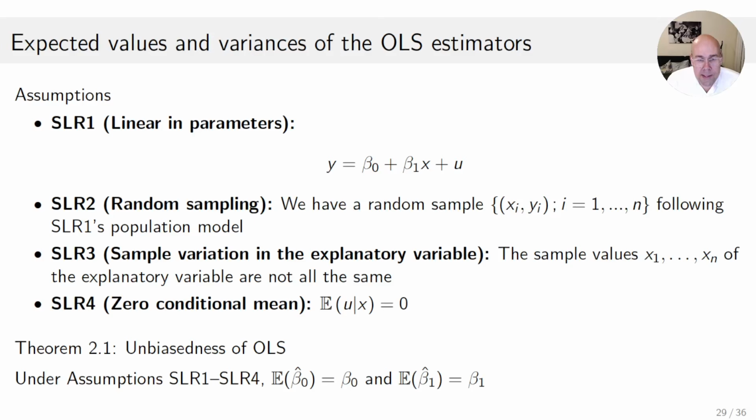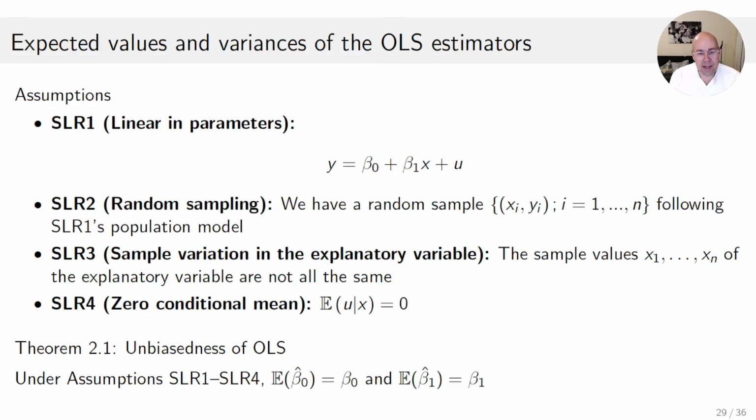Now, towards studying statistical properties, let's make some more assumptions. SLR3 is called sample variation in the explanatory variable, and it says that the sample values x1, x2, up to xn of the explanatory variable are not all the same. We have seen that before when we derived the formula for the OLS estimator of the slope coefficient beta 1 hat.